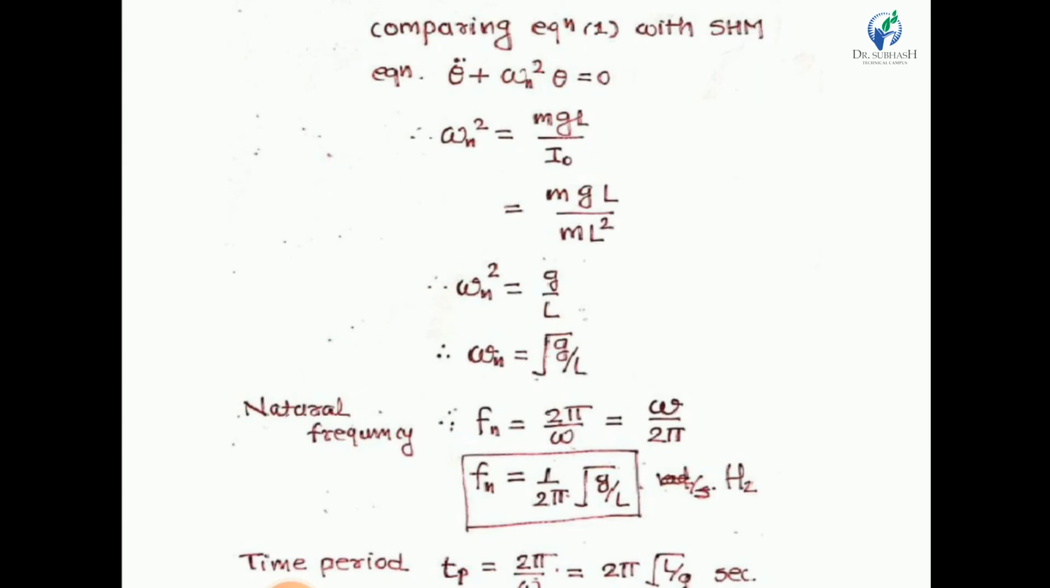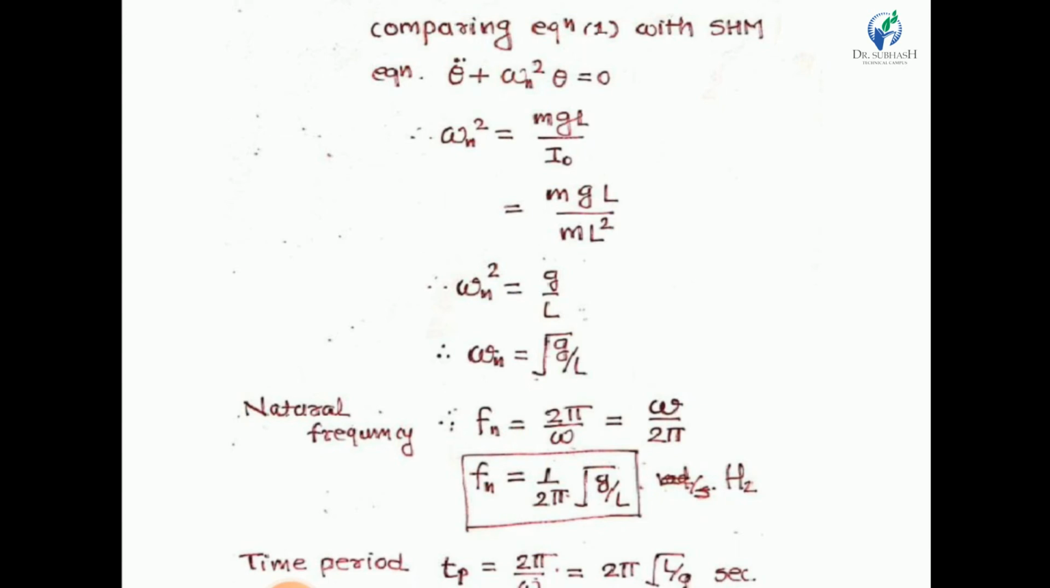Now comparing equation 1 with theta double dot plus omega n square into theta, this is the equation of simple harmonic motion. So we obtain omega n square is equal to mgl upon IO. Now we put the value of IO, the mass moment of inertia, which is ml square. So here l cancels, and we finally obtain omega square is equal to g by l. So omega is equal to under root g by l. So frequency fn is equal to omega upon 2 pi, so we obtain 1 upon 2 pi under root g by l in hertz.